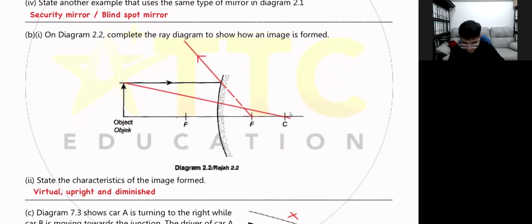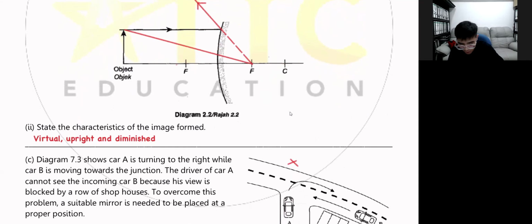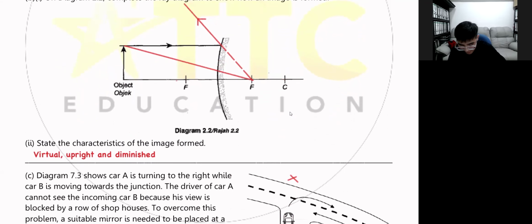You also cannot draw to F, because if you draw towards F, the intersection will be on the principal axis, and if the intersection is there, then there will be no image. So just now we said you cannot draw the light rays towards the F in front of the mirror. You also cannot draw the light rays towards the focal point at the back of the mirror. You can only draw the light rays towards the C, the center of curvature of the mirror, at the back of the mirror. Only if you do so will you be able to get the answer like this one.